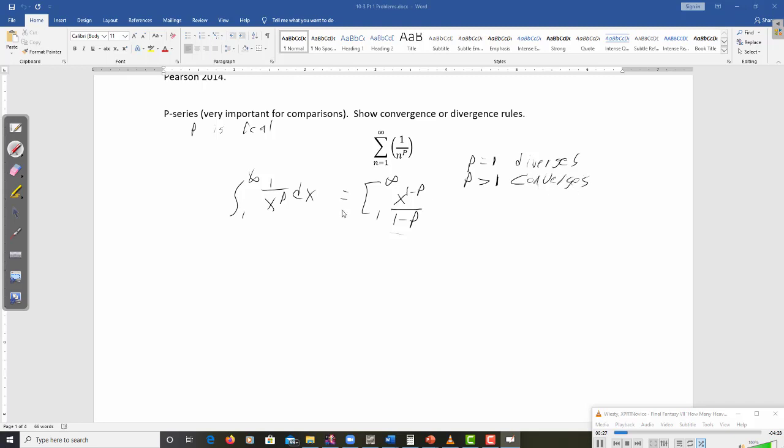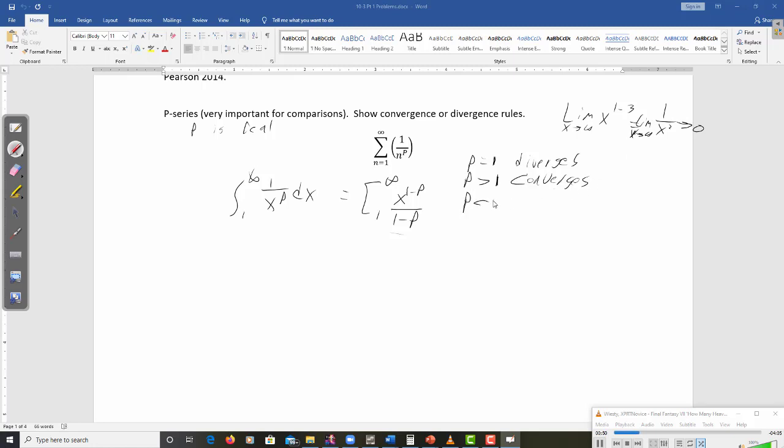I mean, if you don't see that, just take a, say, 3. x to the 1 minus 3, if you're thinking of the limit as x goes to infinity of that. That's x to the negative 2, or 1 over x squared. Limit as x goes to infinity, and that's just 0. So that would converge in that case.